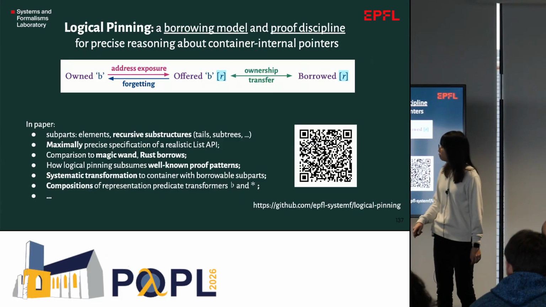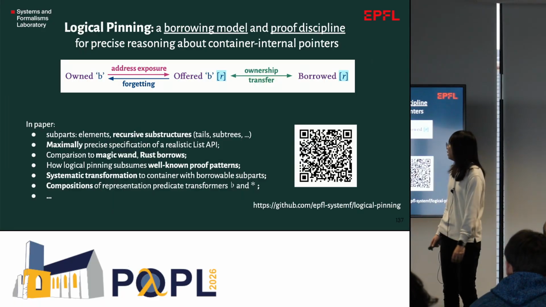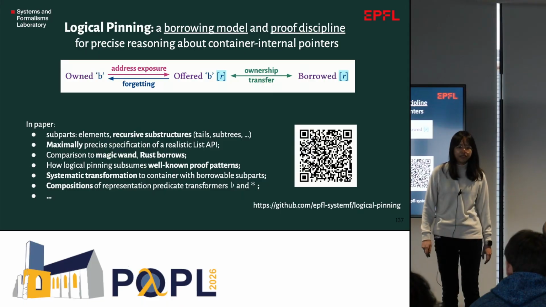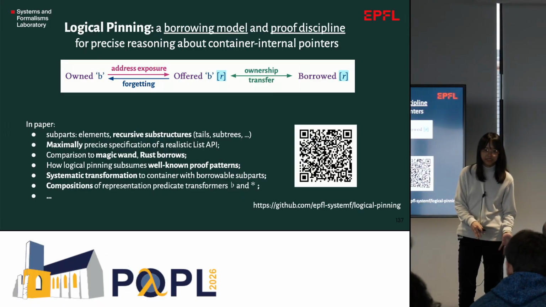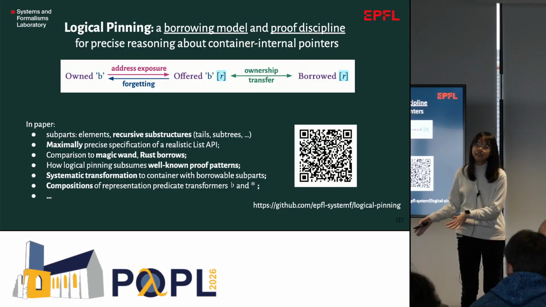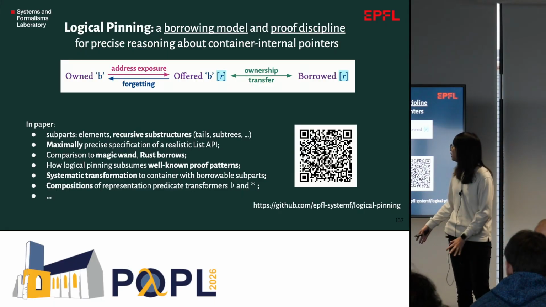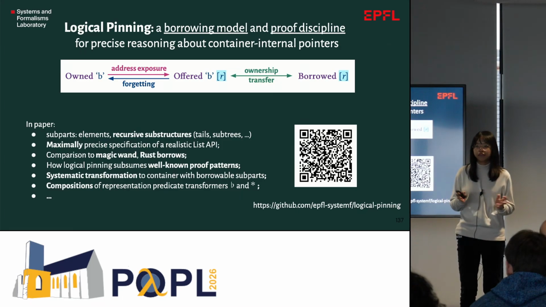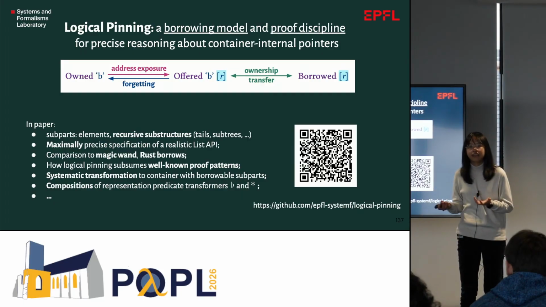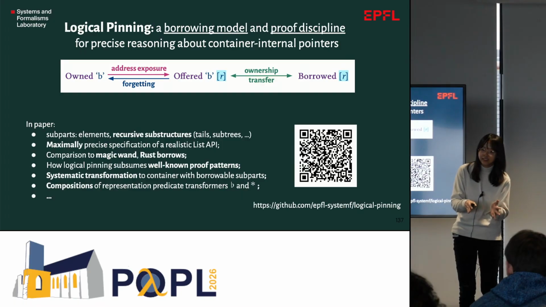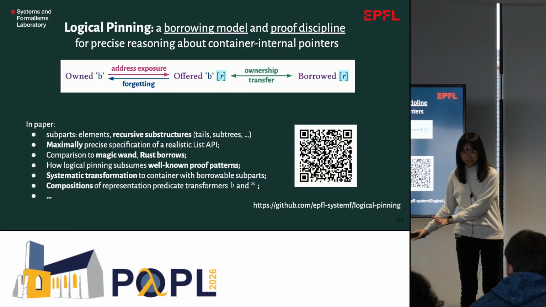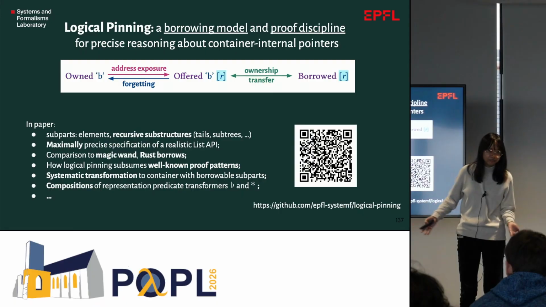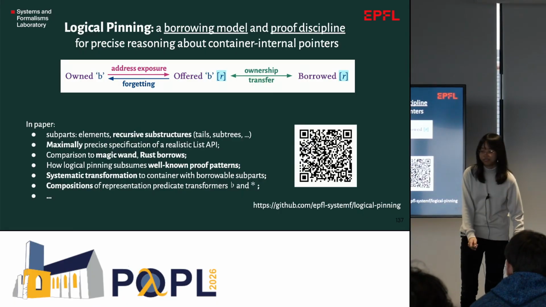And then we also show the comparison to Rust borrows. And then we also show how logical pinning assumes well-known proof patterns. And also we show you how to do systematic transformation from a normal container to a container with borrowable substructure. And finally, there's some nice composition between the predicate transformers, the little b and little star here, to allow you to express some subtle cases like, I want to borrow the intermediate pointer and transitively borrow the tail, or I want to just borrow the tail itself, or I want to be able to borrow both, but separately. You can express those subtle cases.